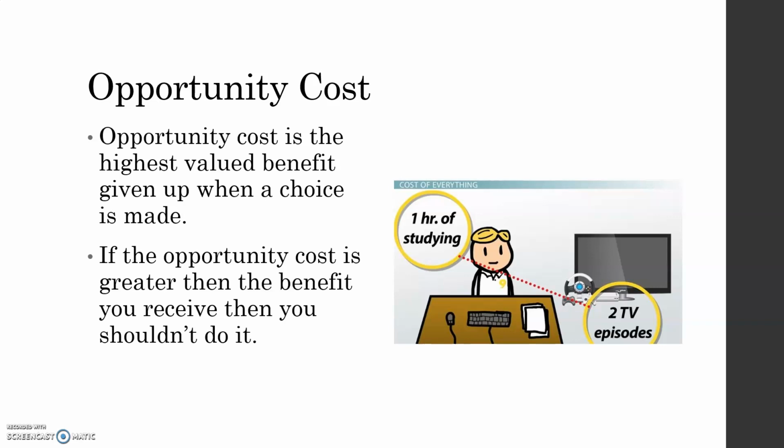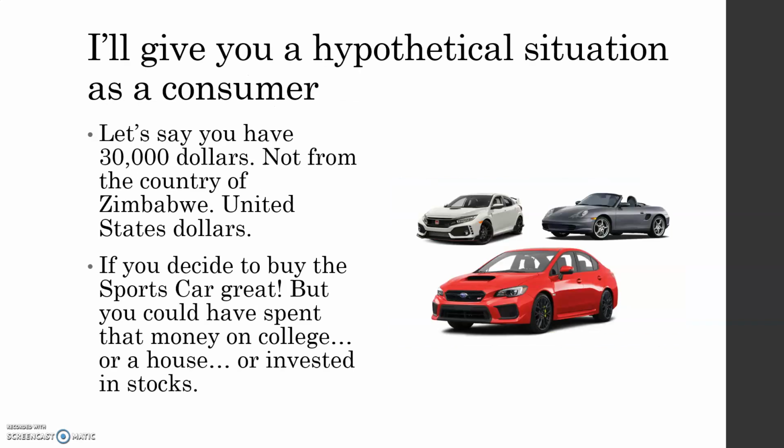So, the biggest thing with economics when it comes to opportunity costs is if the opportunity cost, meaning how much you lose, is greater than the benefit you receive from your decision, then don't do it. I'll give you an example. Let's say you bought a car. Let's say you have $30,000 to spend, not Zimbabwe dollars, more on that later, United States dollars, and you decide to buy the sports car.